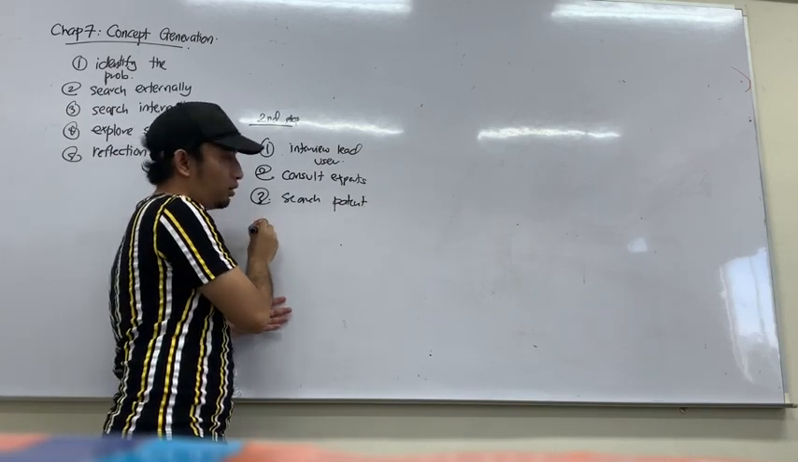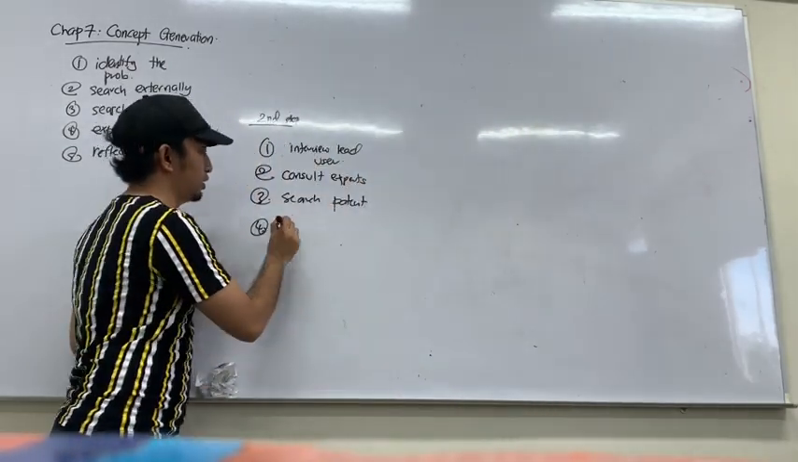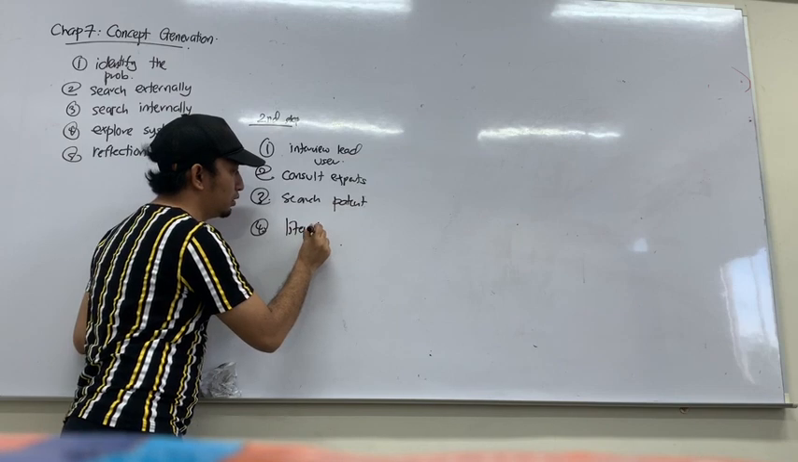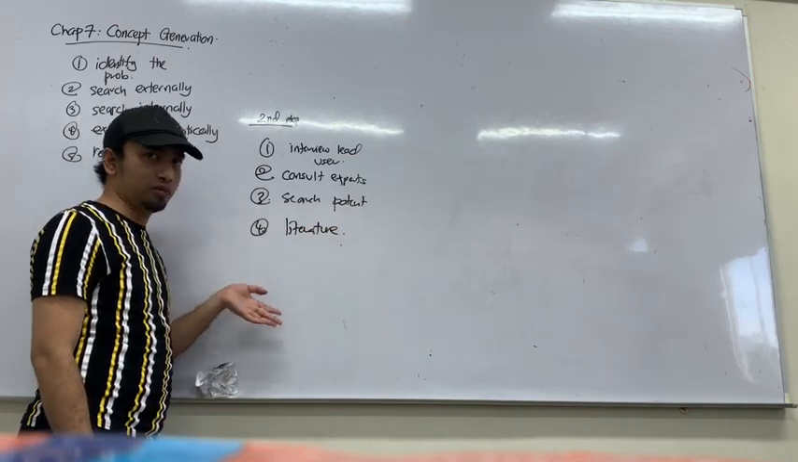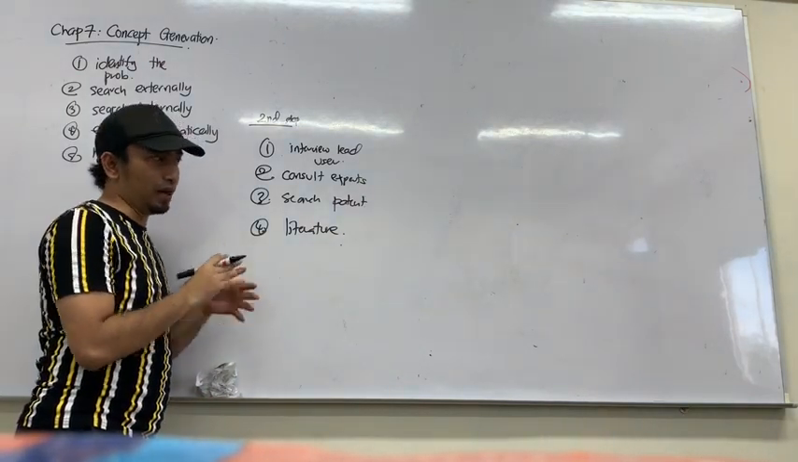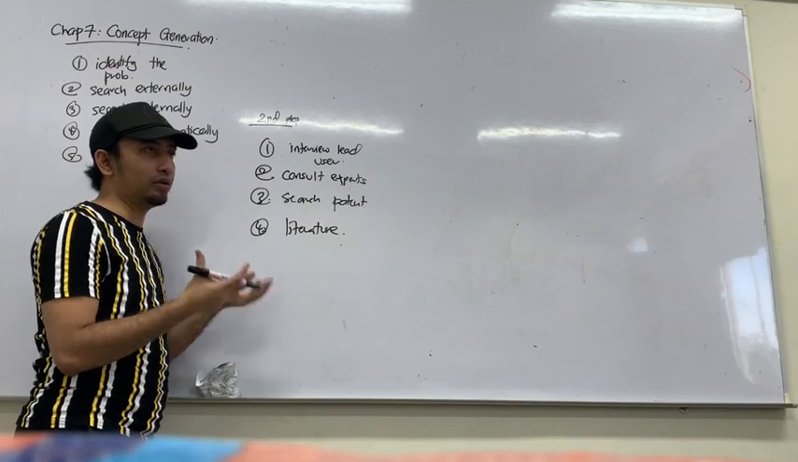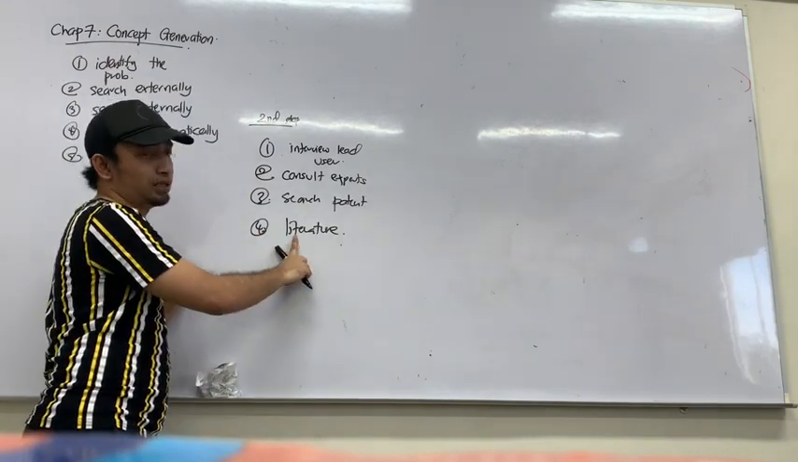Okay, number 4, what you need to do is search published literature. Published literature meaning that try to read a lot of books, a lot of journals, a lot of articles that will help to give you the idea on how you want to develop a new thing. So maksudnya buat literature review lah.